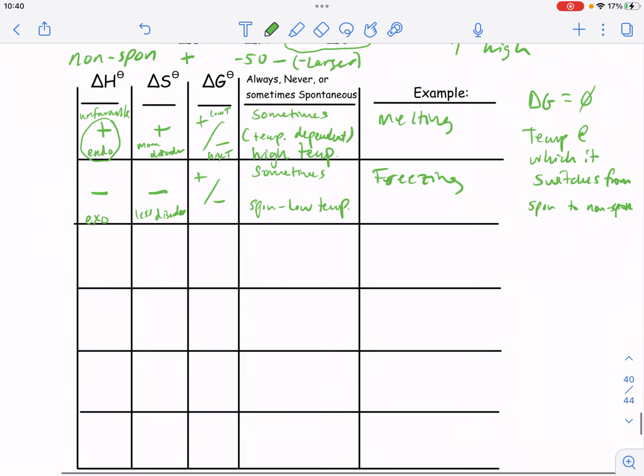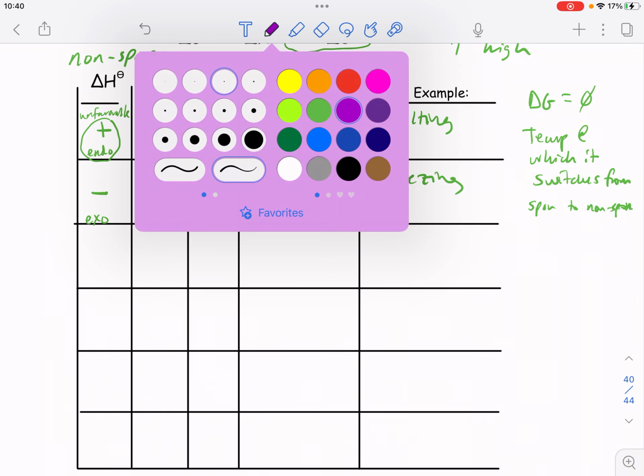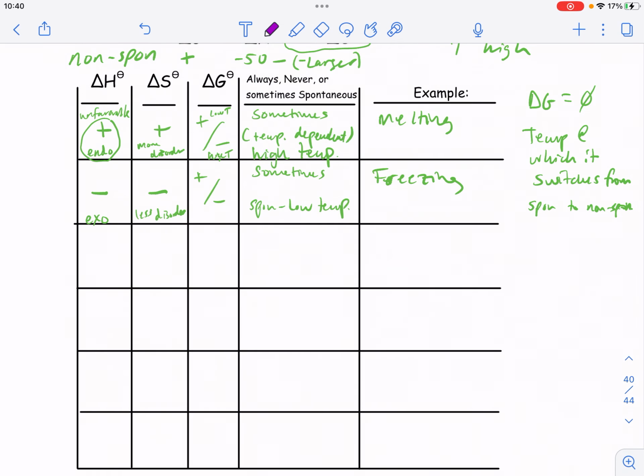Okay, there are some other scenarios to think through, and this is a common paper 1 question where they're giving you delta H, delta S values and saying, when will this be spontaneous, when will it not be spontaneous? So so far we did positive, positive, and we did negative, negative for delta H and delta S. So let's try where we mix up those two.